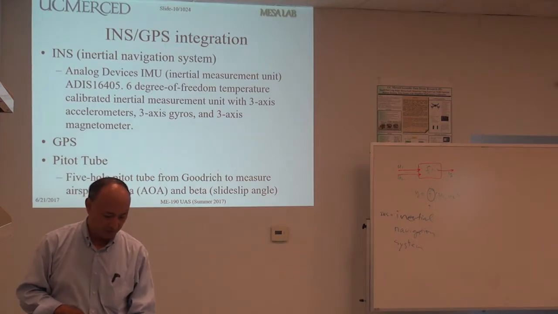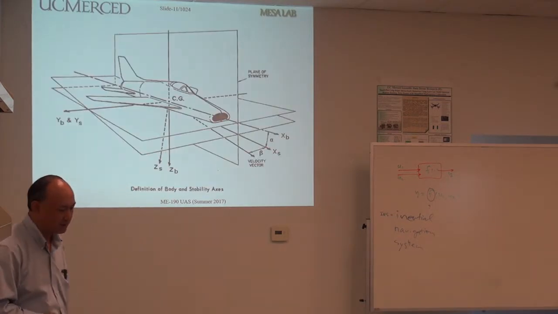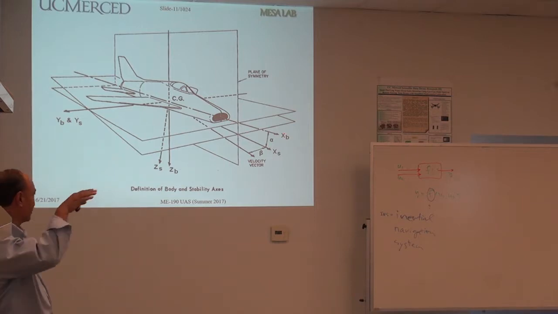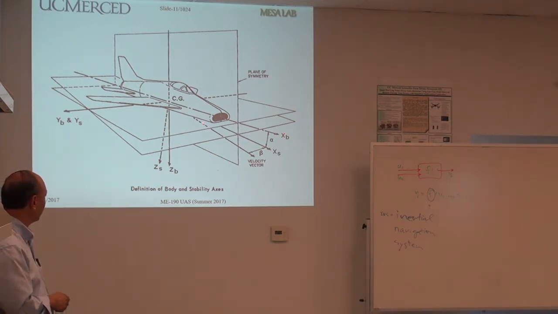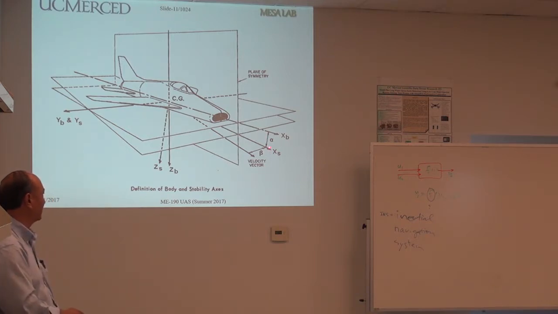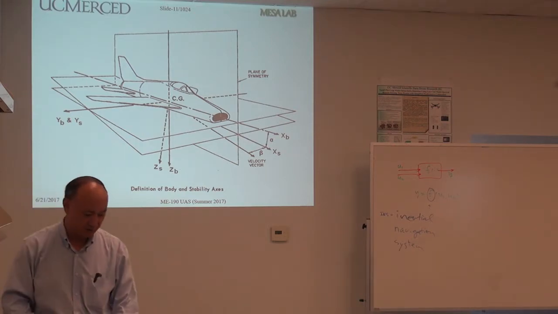Okay, let me review these with you. This is the plane of symmetry in the middle, and you also have a body frame. This is the body frame, YB is the body. So this is the body axis, and for the stability axis, the velocity vector is here. The velocity vector projected to XS, and then here's another angle. This vertical angle is called the angle of attack. This is called side slip.